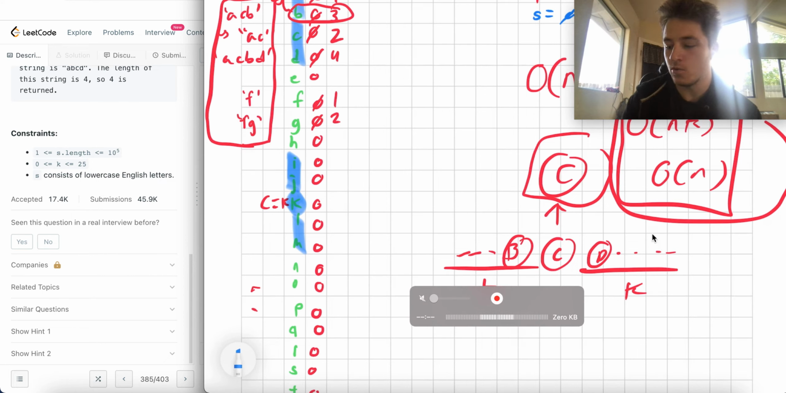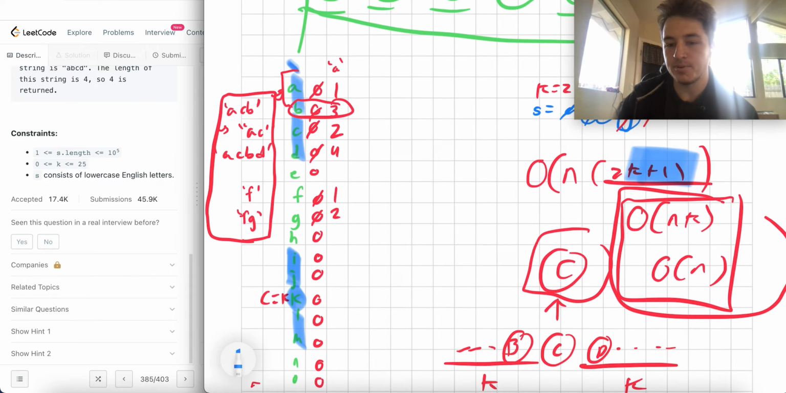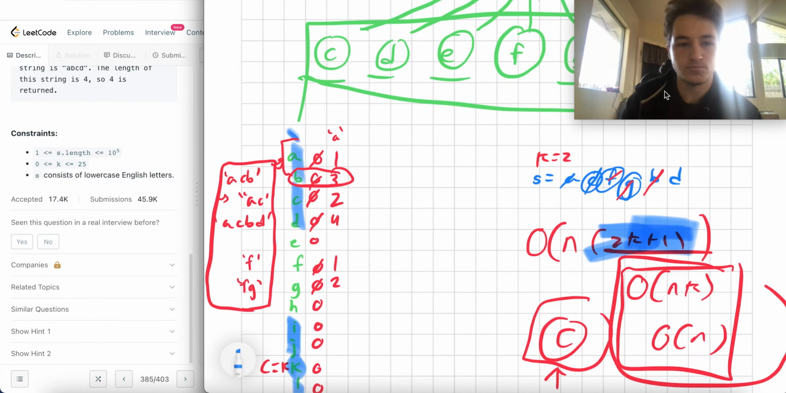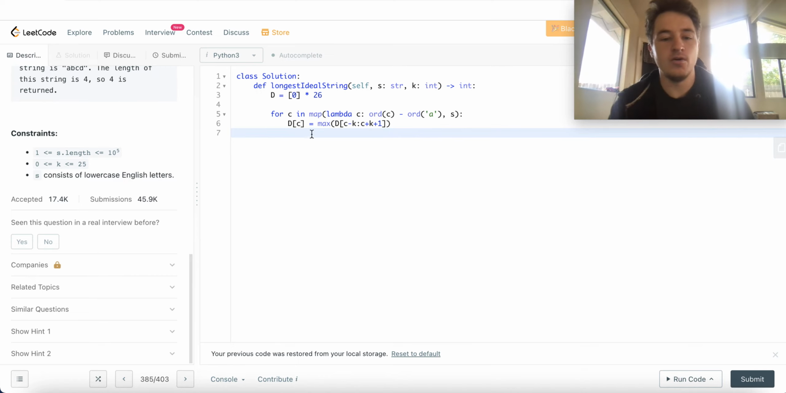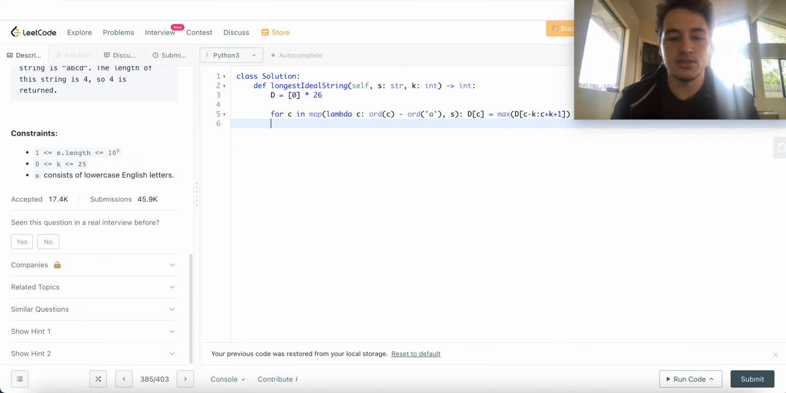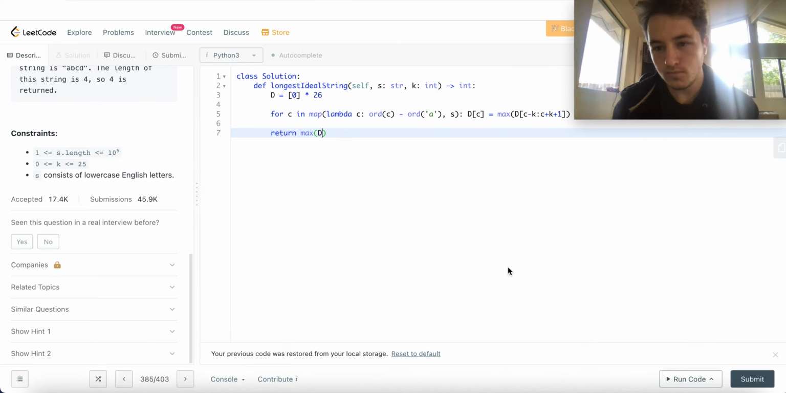So we said the whole thing was we have to look at 2k plus 1 characters, right? So there's negative k characters in this direction, and then k characters plus 1 in this direction. So 2k plus 1 characters. And then if we do that for each character, we should get the solution. And at the end, we just return the maximum of D, right? Because D has each of the values, right?